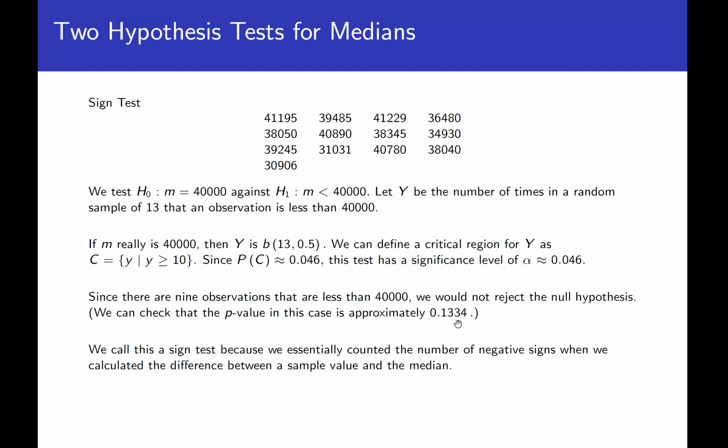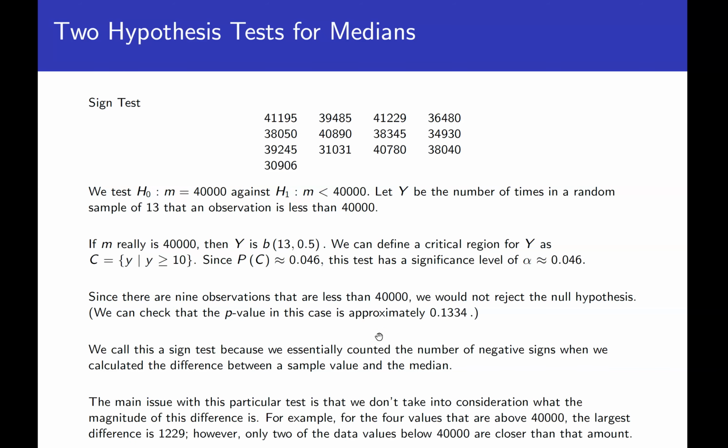All right, so the reason why we call this a sign test is because essentially, if you do the individual differences of each data point and the median, you basically are just counting how many of them are negative, because we wanted to go less than 40,000. So that was why we called this a sign test. We're basically counting negative signs.